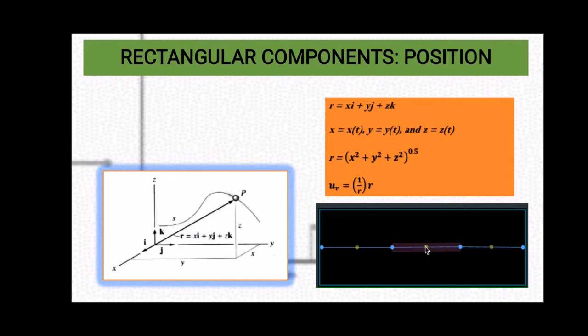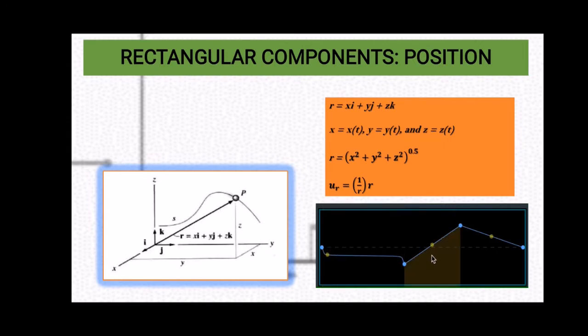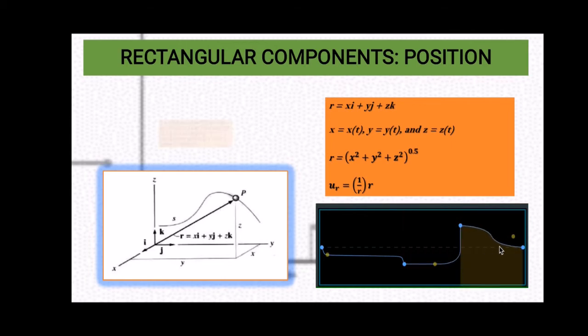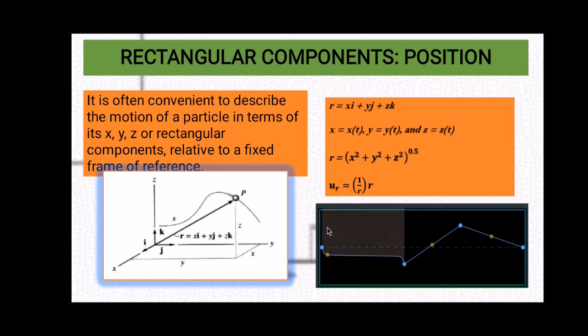Okay, so we will proceed to rectangular components of position. As you can see, position is also a part of rectangular components. Rectangular components of position are often convenient to describe the motion of a particle in terms of its x, y, z or rectangular components relative to a fixed frame of reference.